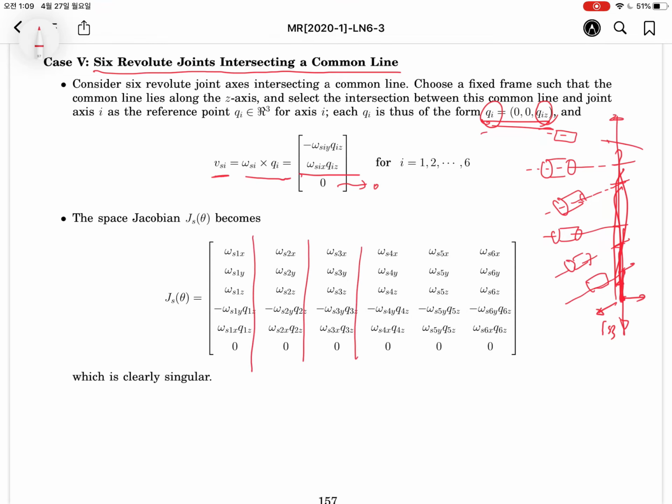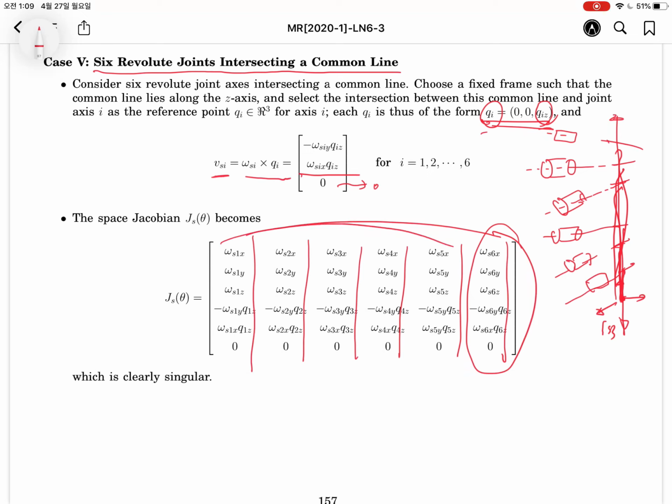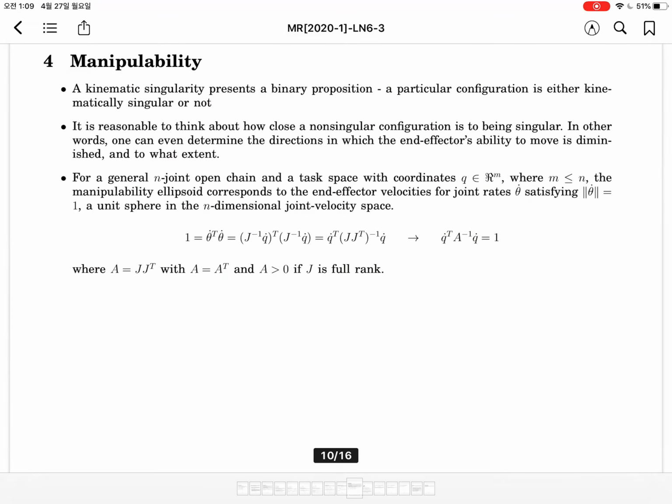Okay, so J1, J2, J3, J4, J5, J6. In here, every column vector has 5 independent elements, but we have the 6th column. So the last column can be expressed as a linear combination of the remaining 5. So it loses rank. So if the 6 revolute joints intersect at a common line, the robot structure is singular. Okay.